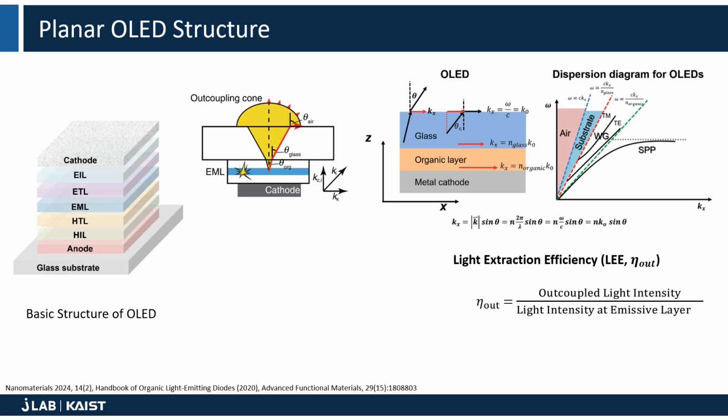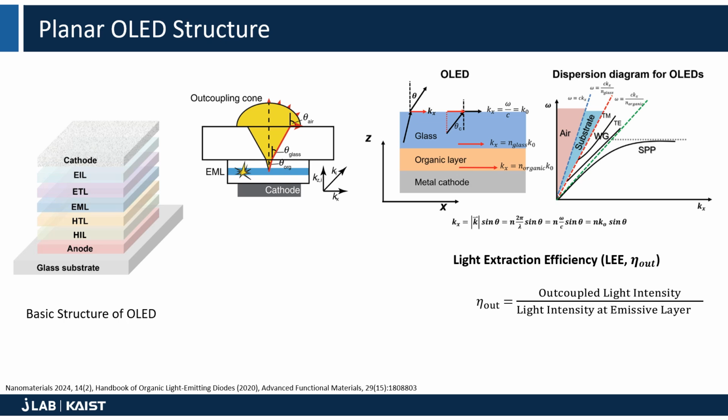Light extraction efficiency, which is defined as the ratio of outcoupling light intensity to the light intensity generated in the emissive layer, is a key performance factor for OLEDs. It reflects how effectively the device emits light and is directly related to the reliability and lifetime of the device. However, due to the internal reflection, only a small portion can be extracted from the device.